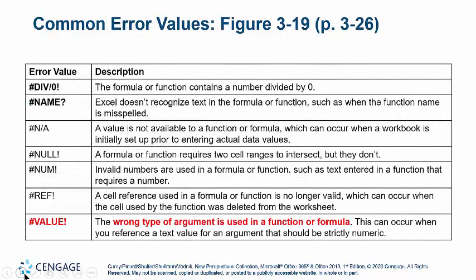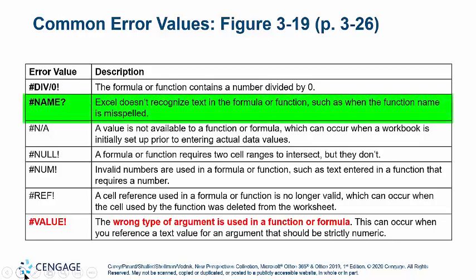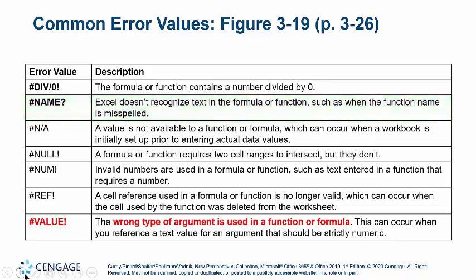Here are some common error values. Now I know you like to think you're never going to see these, but I'm pretty sure these will happen to you. And I've highlighted the common ones. Division by zero. This happens to me a lot when I use autofill and I forget to use an absolute cell reference for my divisor. The name error: when Excel doesn't recognize text in a formula or function, or you mistype or misspell one of them, you will get this name error.